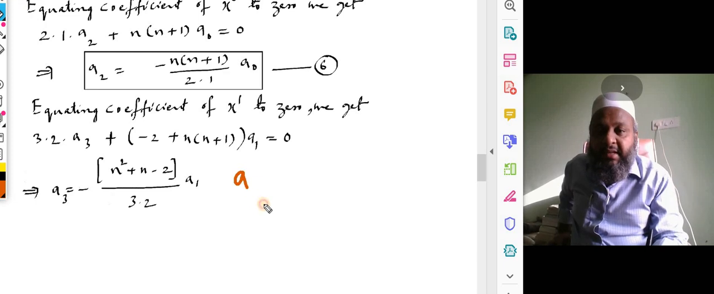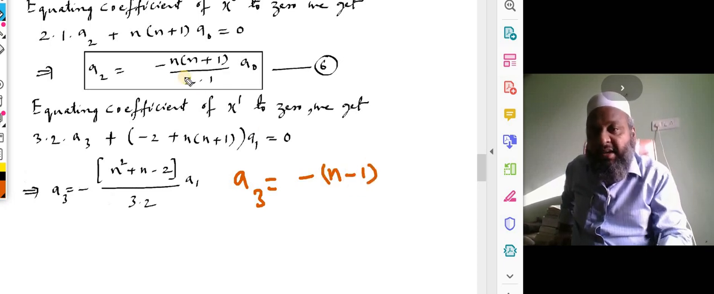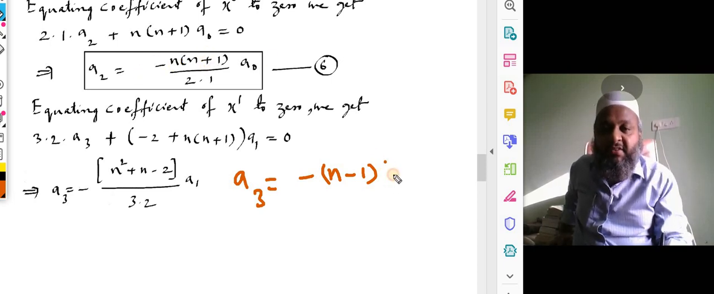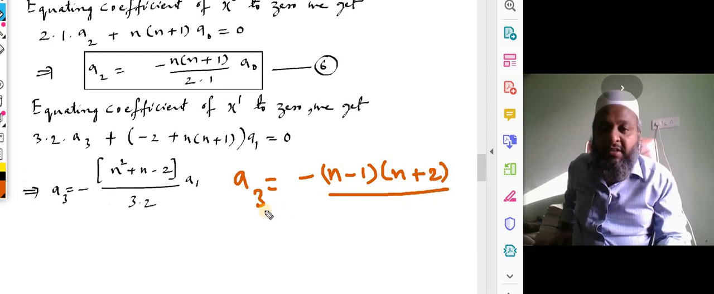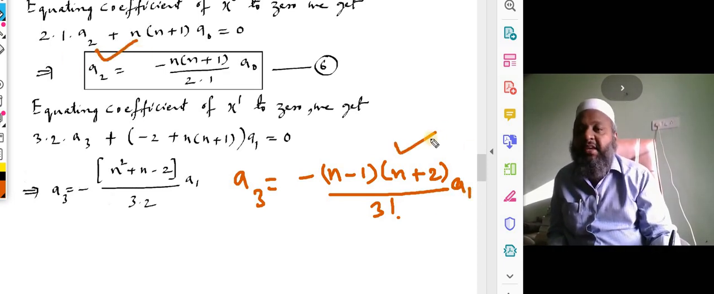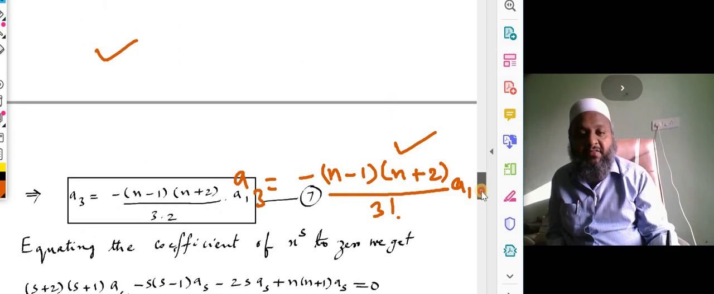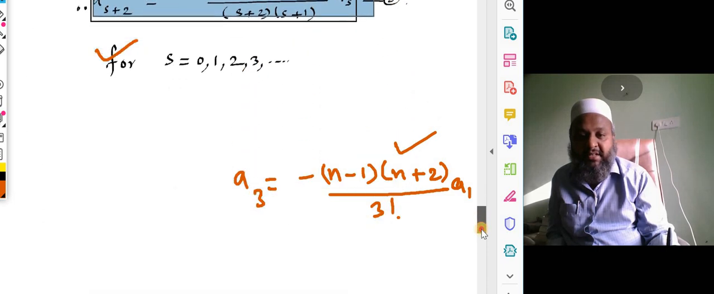Now a3 is equal to minus, from this n just take one step back, that is minus n minus 1. Okay, this n, I am taking one factor before this and one factor after that one, so n plus 2 by, for this 3 you have 3 factorial into a1. Now once you remember this a2 and a3, you can write any of the next coming one very easily. I'll tell you now how to do it.